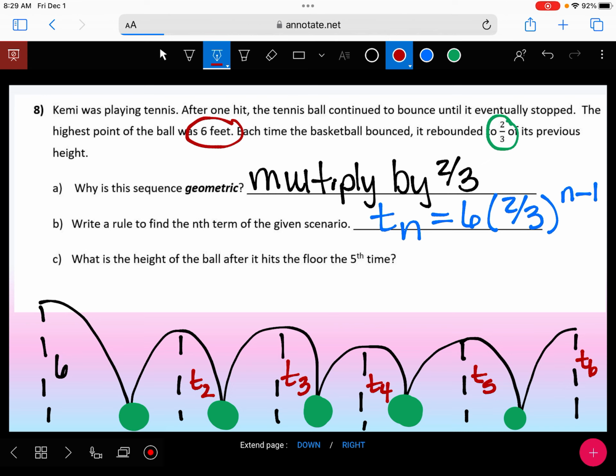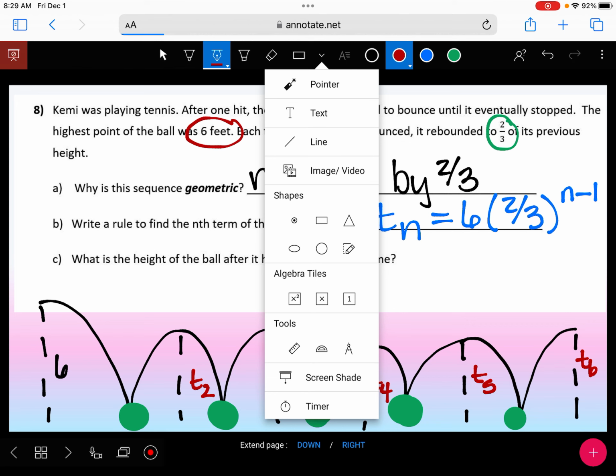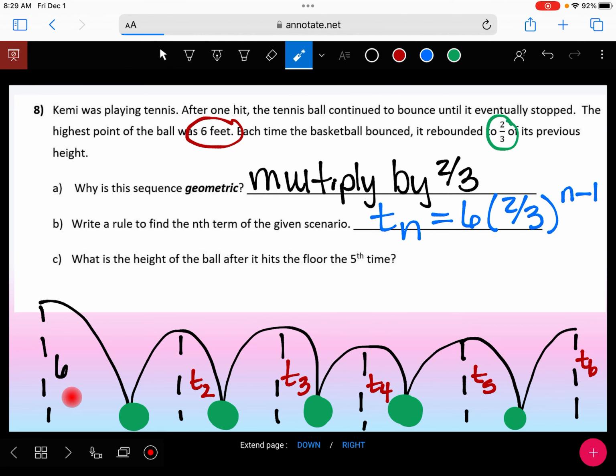So you're substituting in a 6, not a 5, because this initial height is T1. The ball hits the ground after the first bounce, it rebounds back up, that's T2. After the second bounce, it rebounds, that's T3. After the third bounce, that's T4. After the fourth bounce, that's T5. After the 5th bounce, we're looking for T6. So put a 6 in your general rule formula.